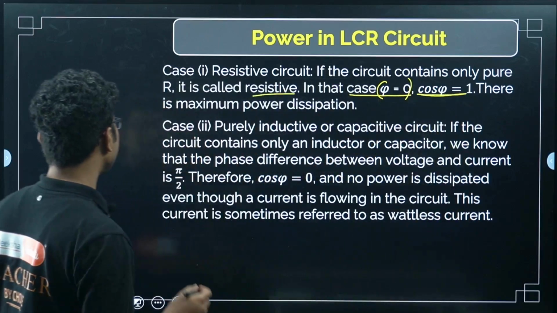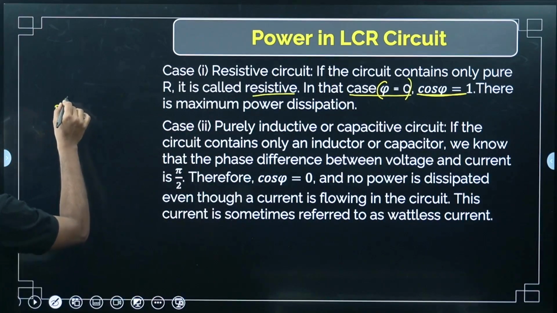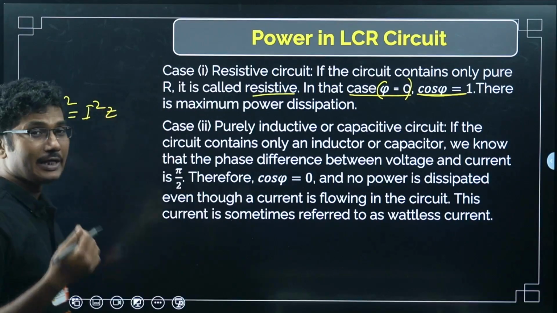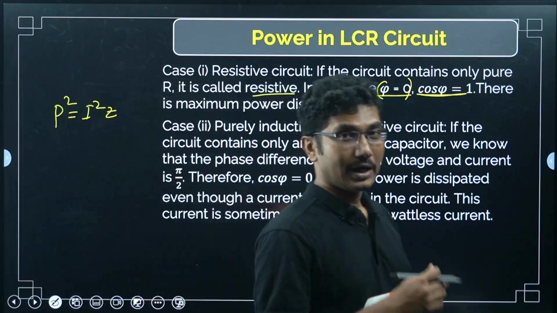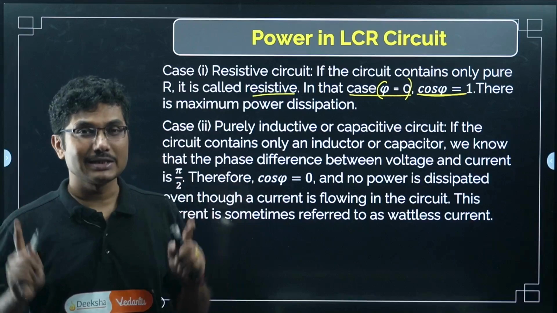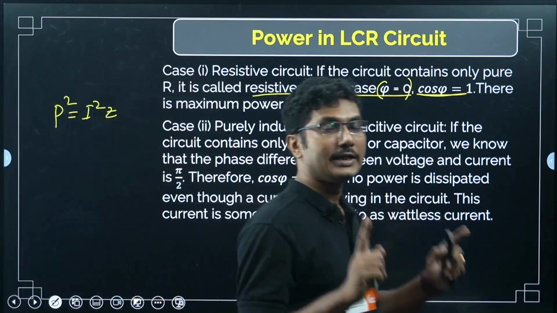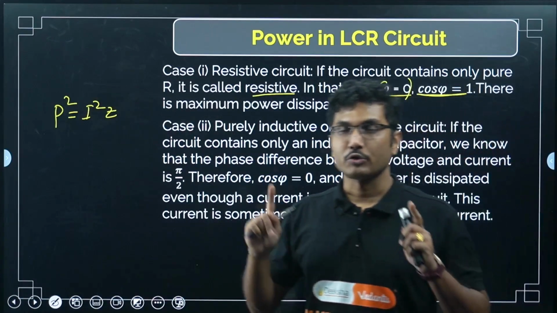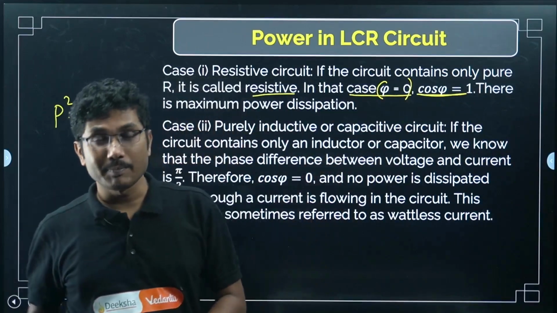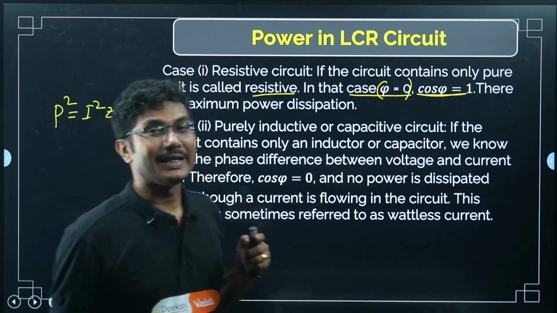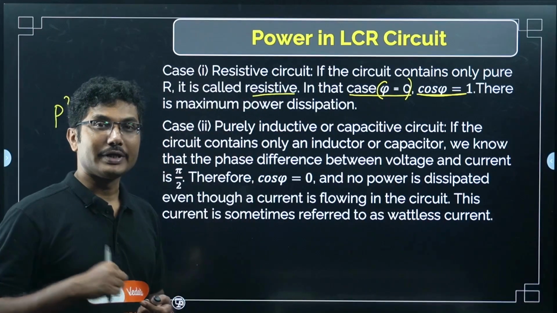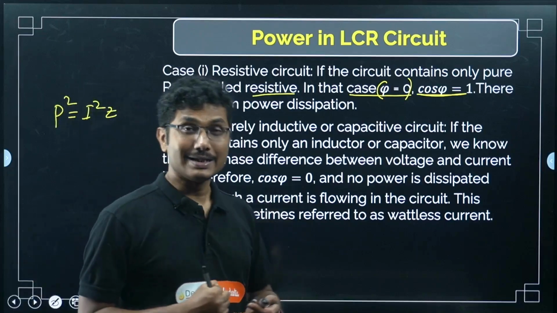Cos phi plus 1 means what is the power dissipated? Power dissipated is I square Z or VI or V RMS I RMS, whatever way you want to write. So maximum power is dissipated. Why? Because the maximum possible value of cos phi is plus 1. So if the value of cos phi is 1, then the maximum power is dissipated. If cos phi is any value other than 1, then obviously it is less than that. So we can assume that less power is dissipated.